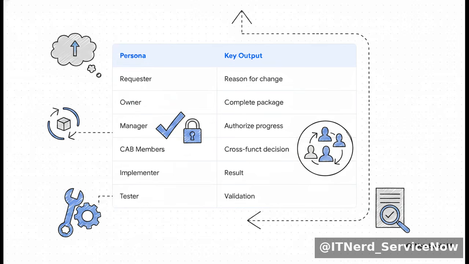Think about it like a giant puzzle. The change requester identifies the need and brings the business justification. The change owner coordinates the entire package. Then the change manager steps in to govern the quality and enforce policy. They decide whether to authorize progression. You also have CAB members providing that really important cross-functional review, the technical implementers actually doing the hands-on work, and finally, the testers validating the outcome. It really is a true team sport.